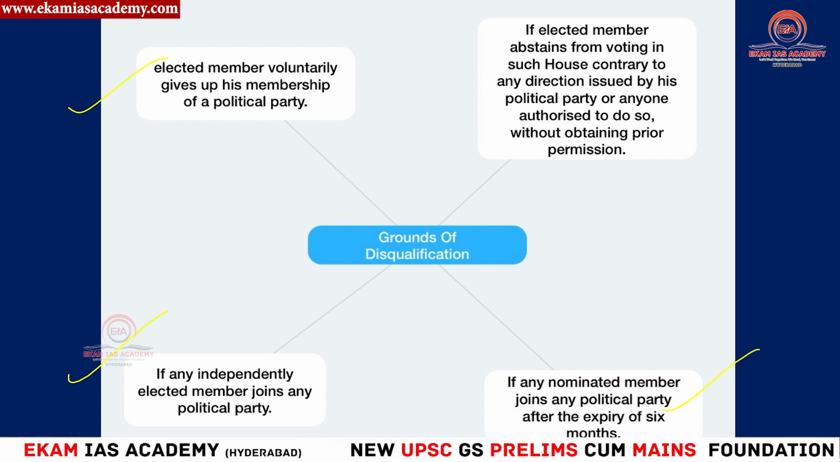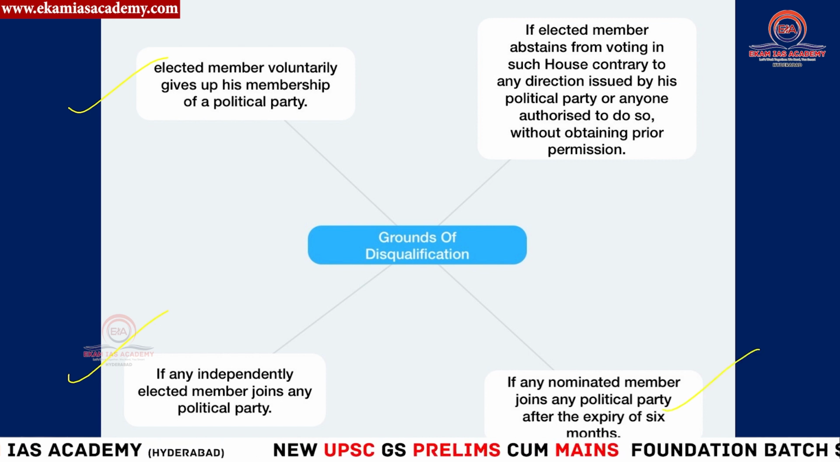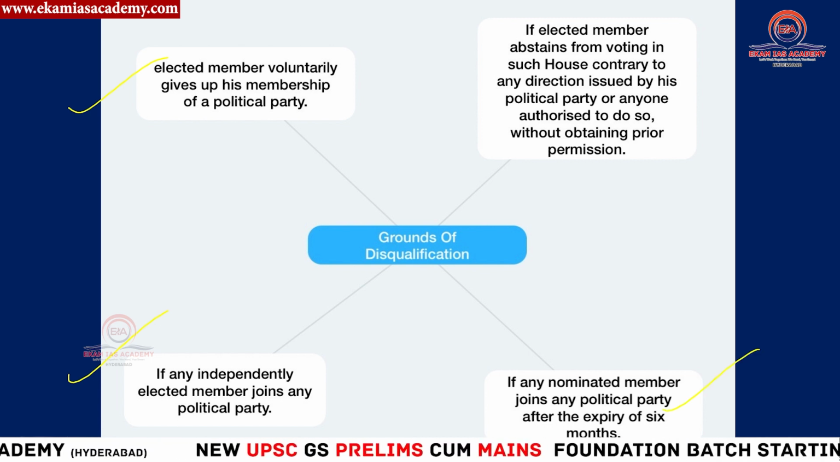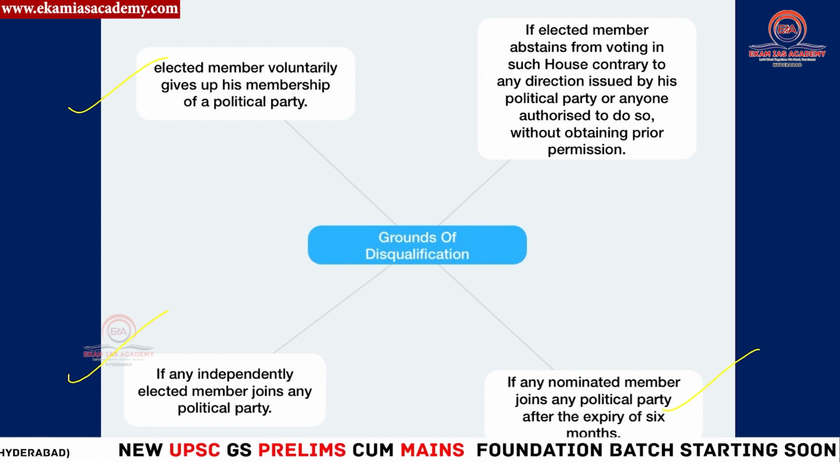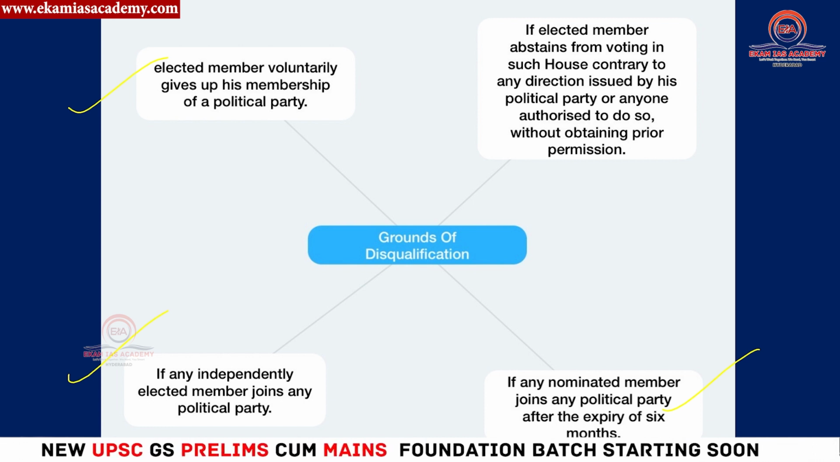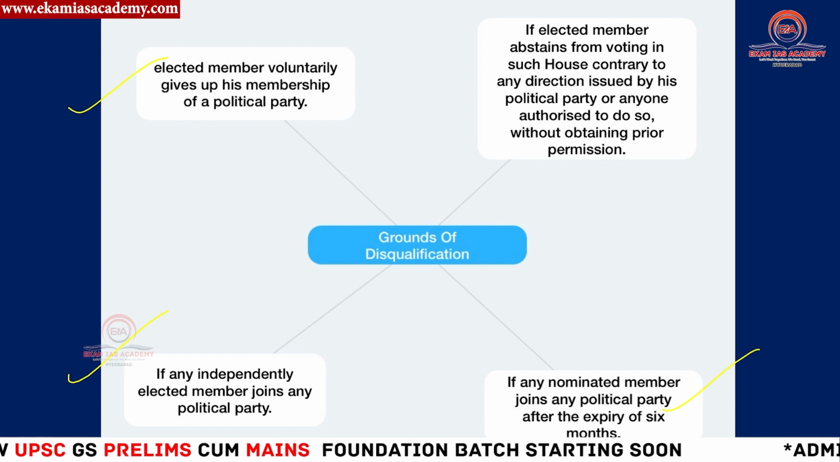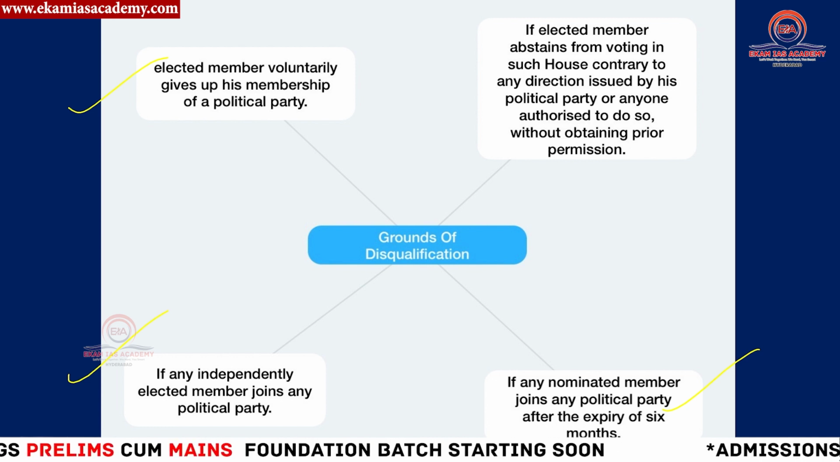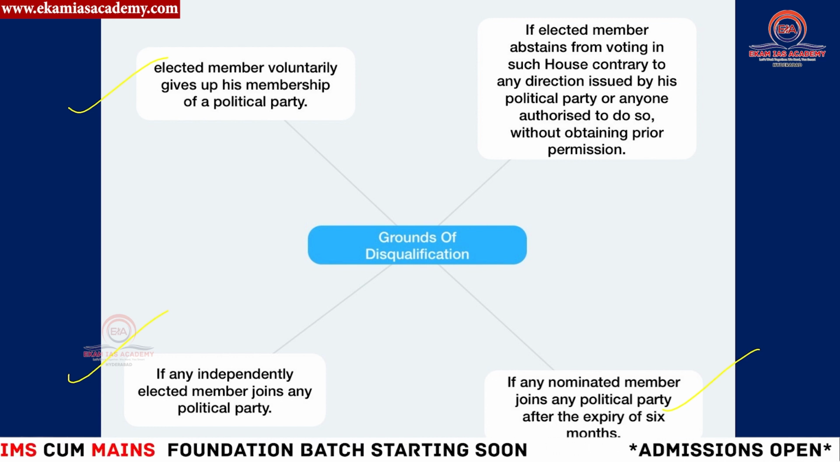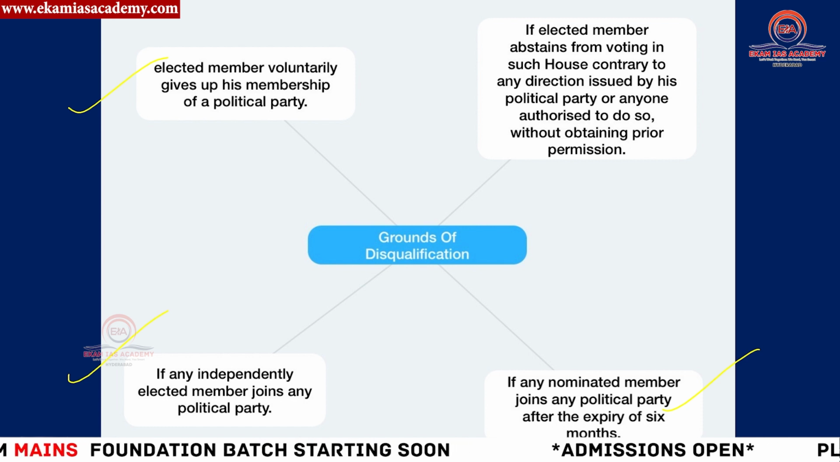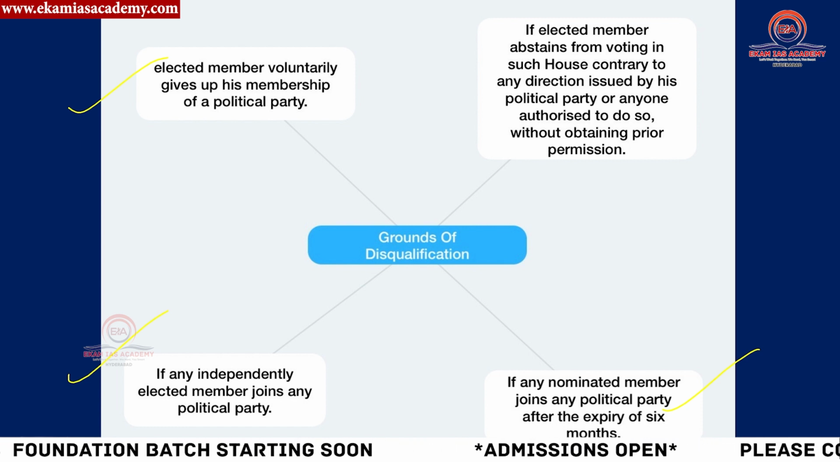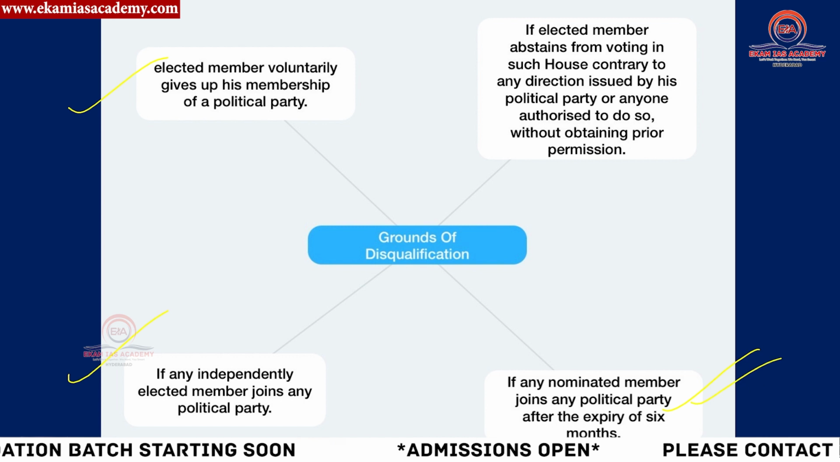Then the third ground is any nominated member joining a political party after six months of his nomination. That means from the date of nomination, within 6 months, if you join any political party, you will not be attracting any disqualification grounds. But after 6 months, if you join any political party, then you will be disqualified under defection.